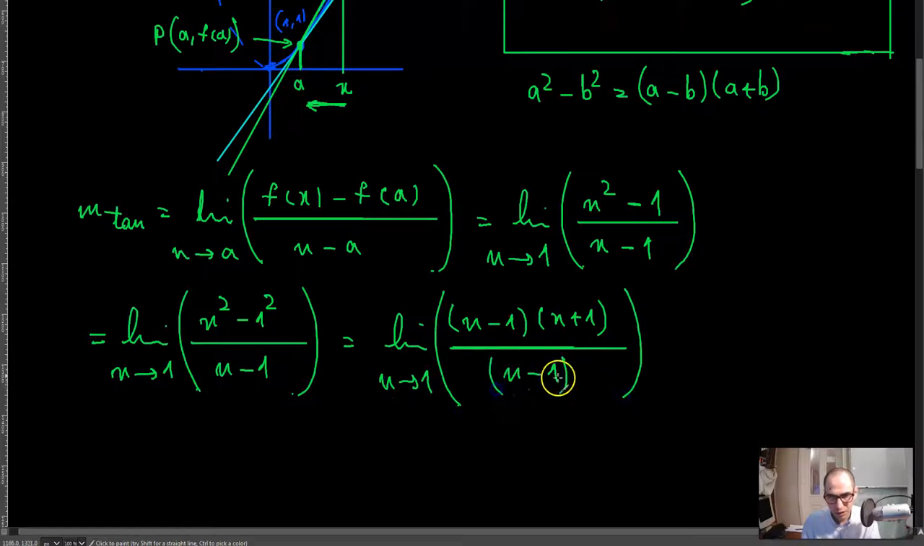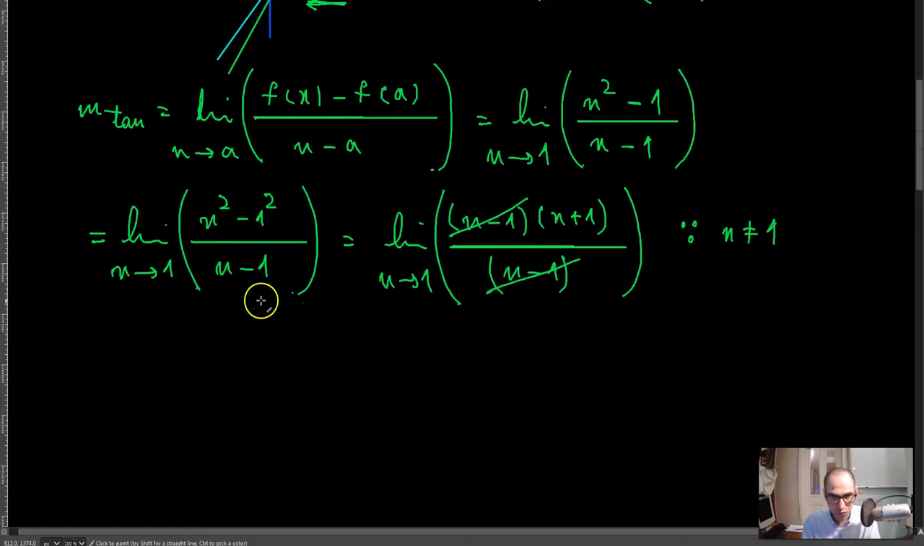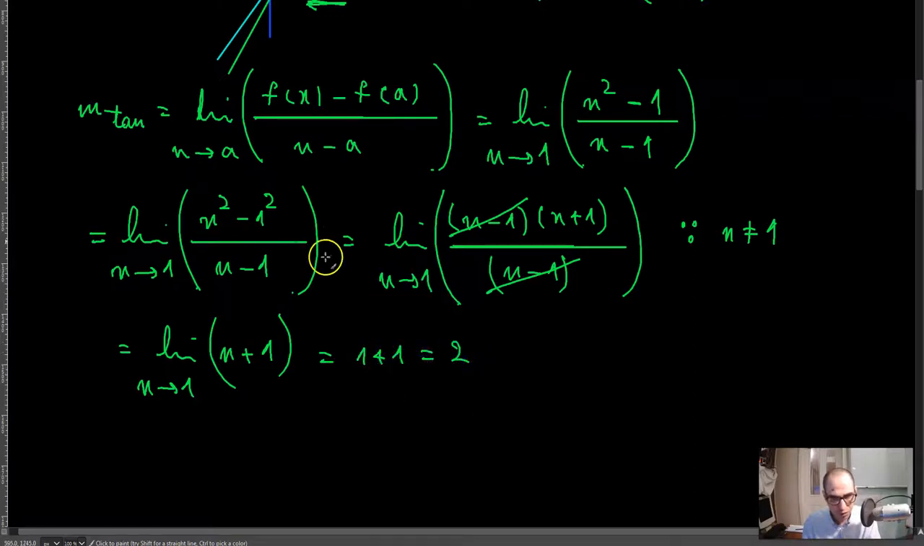And you can cancel these two out because x is not equal to 1. We are taking the limit of the function as x approaches 1. X never becomes exactly equal to 1. It gets closer and closer to 1, but the value never becomes exactly 1. So for the same reason, you can cancel these two out. And that would be the limit of x plus 1 as x approaches 1, right? Which would be, now you can do direct substitution, 1 plus 1 is equal to 2. So the slope of the line is equal to 2, which is what we saw on the calculator.